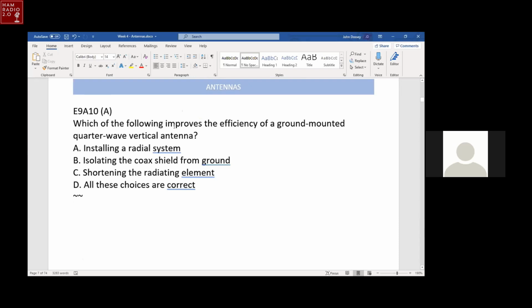Which of the following improves the efficiency of a ground-mounted quarter wave vertical? Radial system will improve the efficiency. Isolating the coax shield from ground, no, that doesn't help. Shortening the radiating element, that doesn't do efficiency, that just mistunes the antenna. So it's got to be installing the radial system. And yes, the radial system does wonders for the efficiency of the ground-mounted quarter wave.